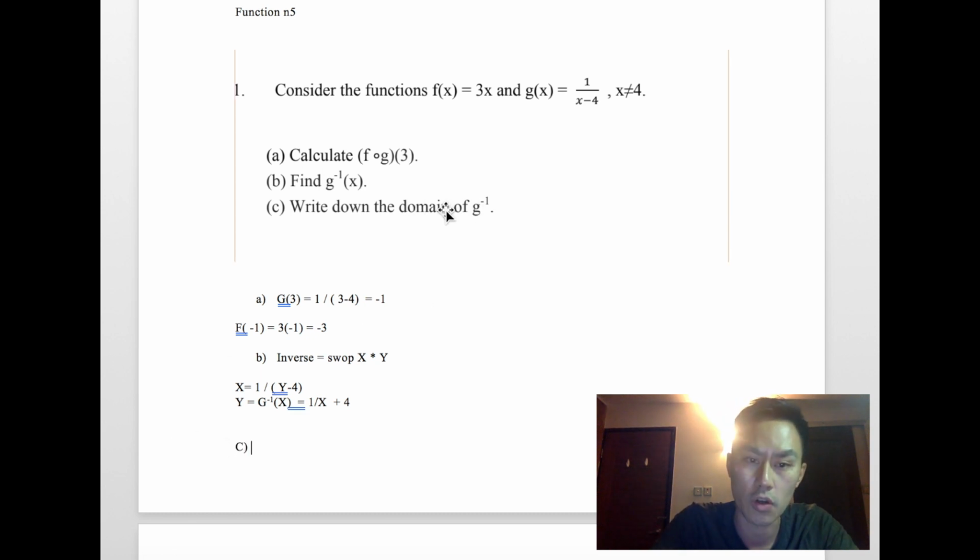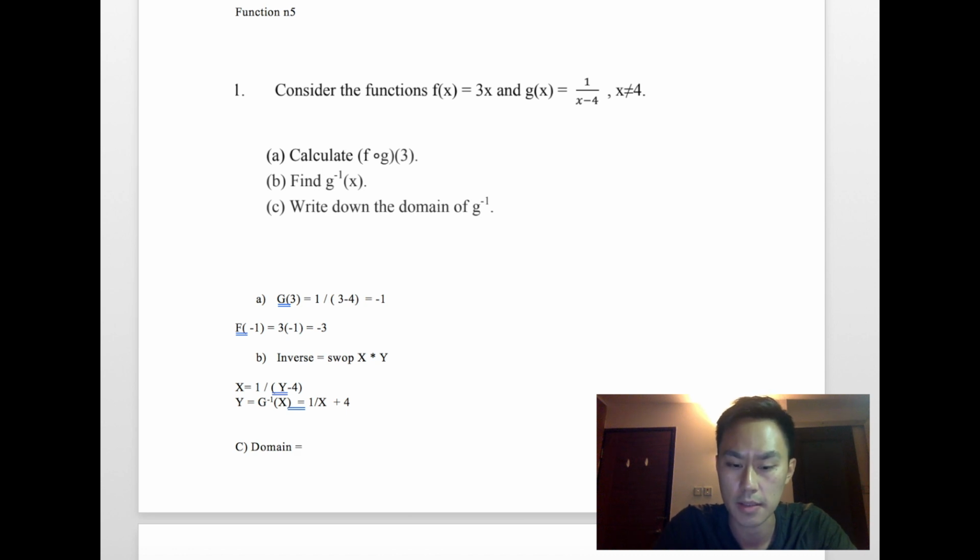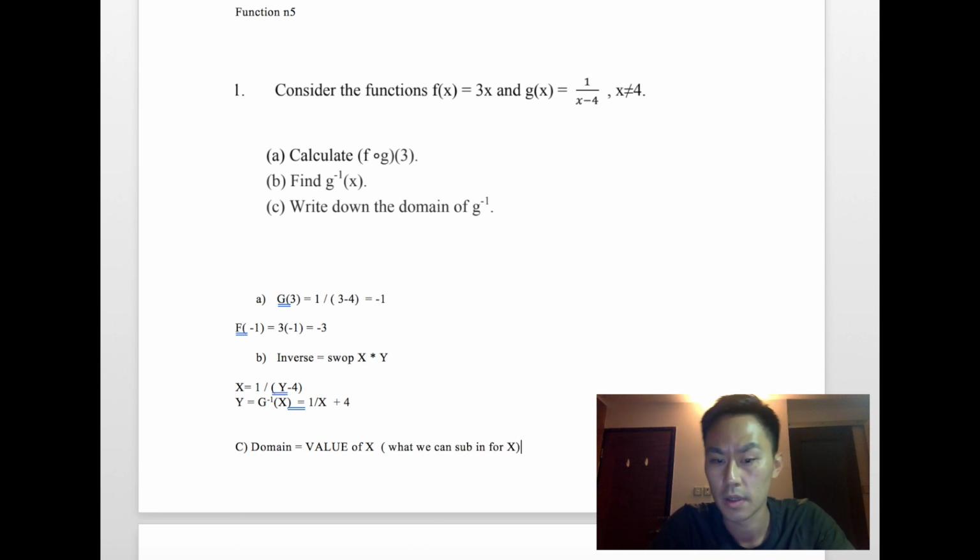And then the last question, C. How do you find a domain? What does it mean by domain? Domain simply means the range of x. Or if you find range very confusing, then you can just think of it as the values of x that we can sub in for x. It's very easy.